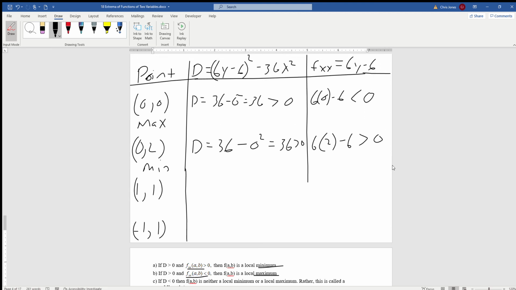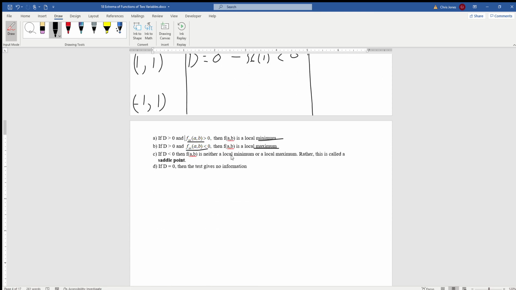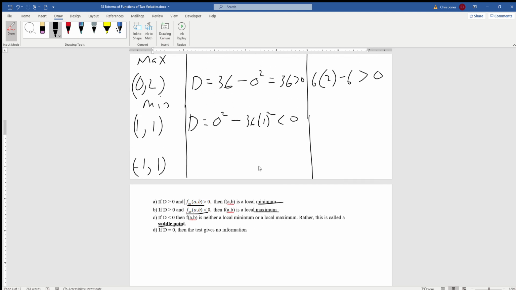If we substitute 1 back in for y, then we get 0 squared. We have 6 minus 6, minus 36 times 1 squared. That's just negative 36, which is less than 0. And we could stop right there because anytime D is less than 0, we have one of those mysterious saddle points. All right, so we just classify that as a saddle.